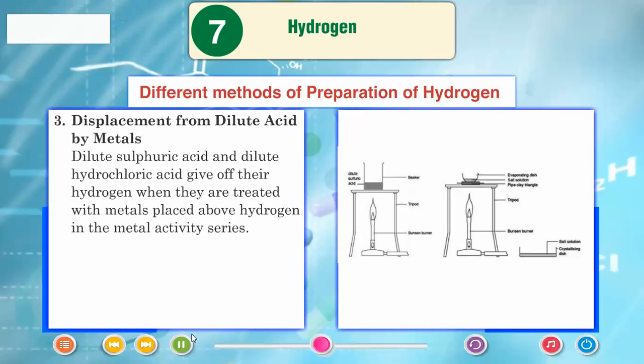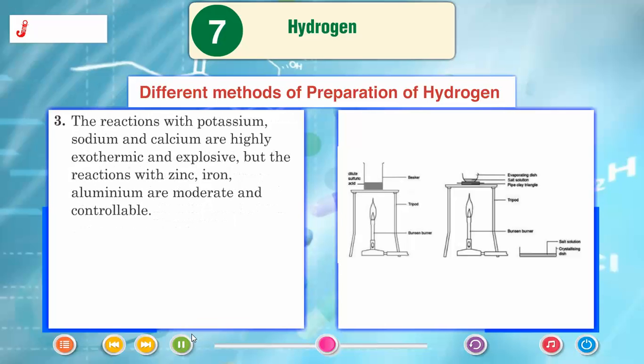Displacement from dilute acid by metals. Dilute sulfuric acid and dilute hydrochloric acid give off their hydrogen when they are treated with metals placed above hydrogen in the metal activity series. The reactions with potassium, sodium and calcium are highly exothermic and explosive, but the reactions with zinc, iron, aluminum are moderate and controllable.